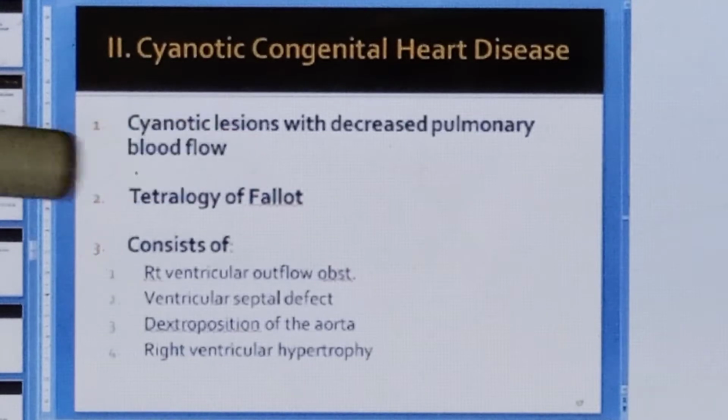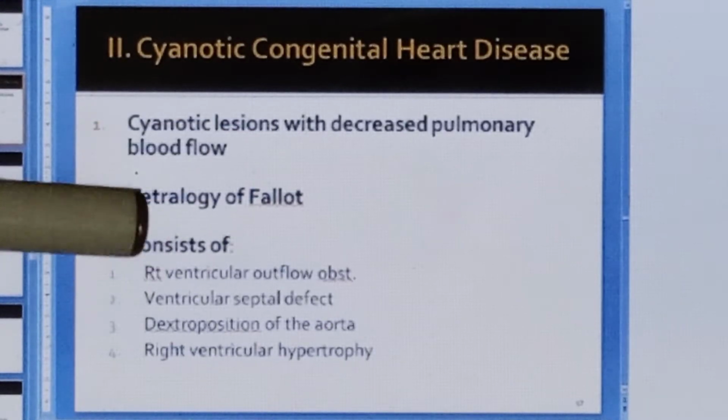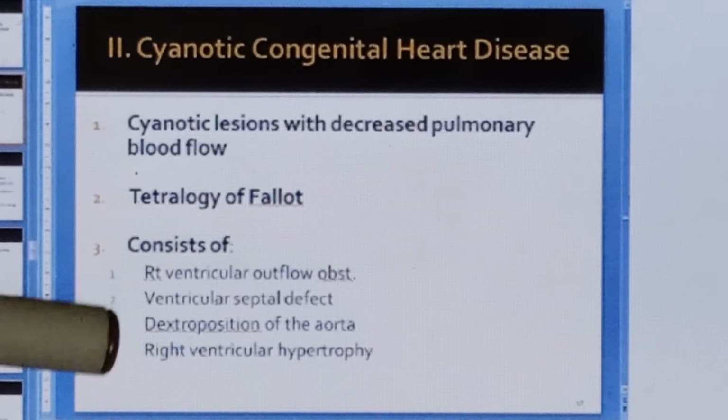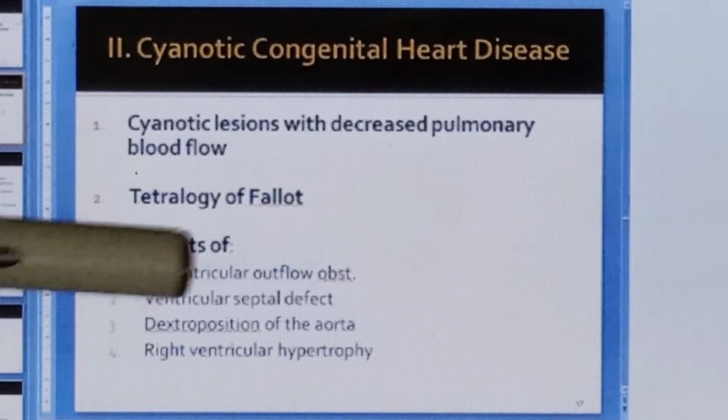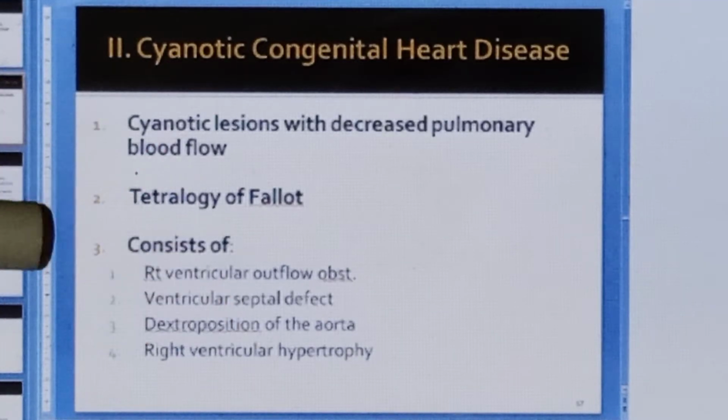Components of tetralogy of Fallot, that is right ventricular outflow obstruction or pulmonary stenosis, due to which there is a right ventricular hypertrophy, and ventricular septal defect and dextroposition of the aorta. These are basically the four components of tetralogy of Fallot.